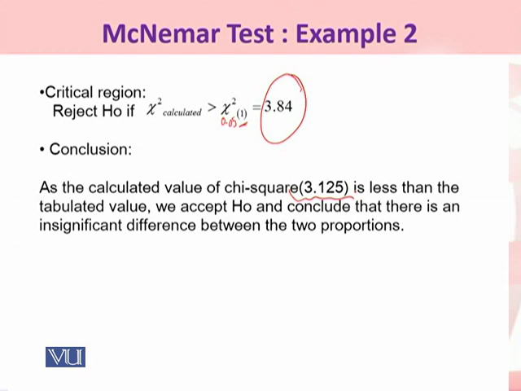So students, in this module, we have learned that if the sum of our discordant pairs remains less than 25, we must not use the chi-square McNemar test directly. Rather, we would have to use the binomial exact value that was proposed by Edwards, and using that we can find out the calculated value, and on comparing that value with the tabulated value, we can infer whether to accept or reject our null hypothesis of the comparison between the two proportions.